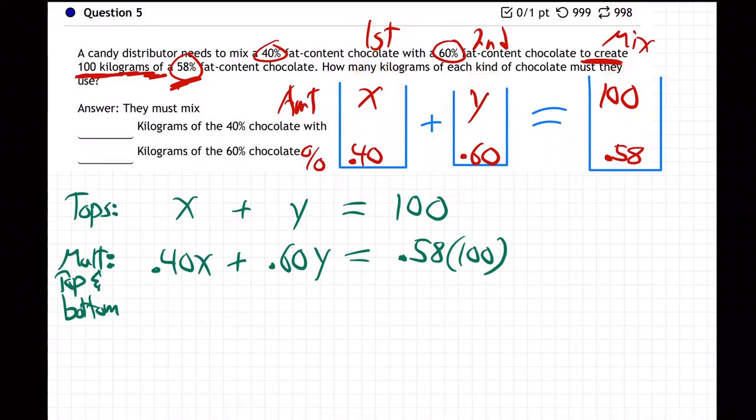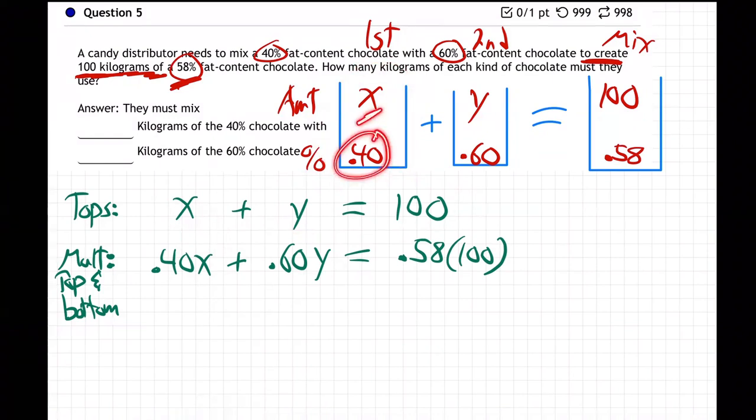I'm going to give you the reason why. This first equation is just total amount, right? We have a chocolate mix right here, and we're just saying the amount of this plus the amount of that is the total amount in the mix. That's the first equation. The second equation, when you multiply, you're getting the total amount of fat, because the first beaker, the first bucket contains 40% fat.